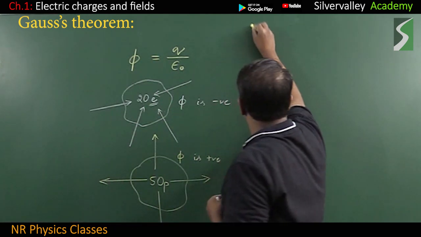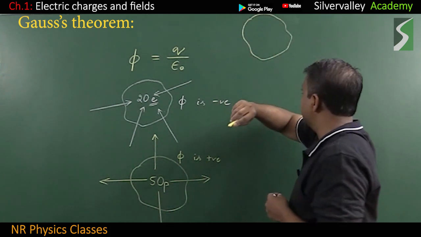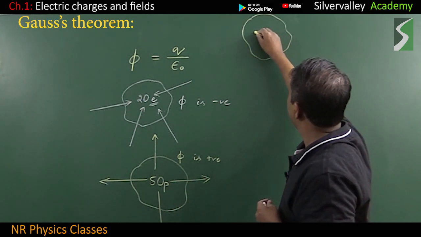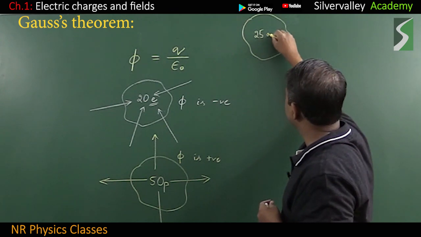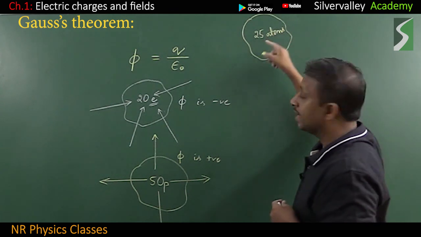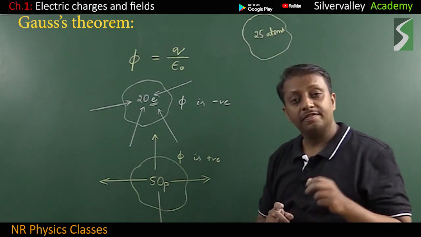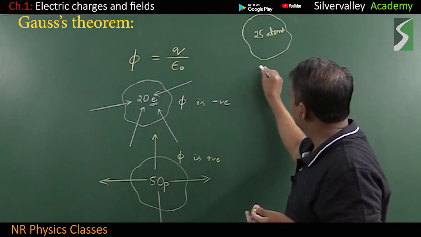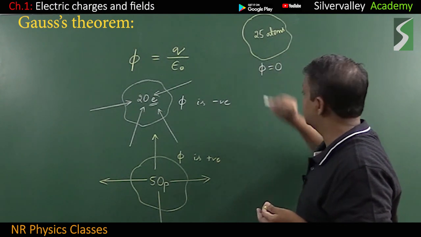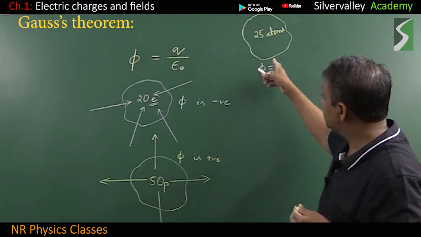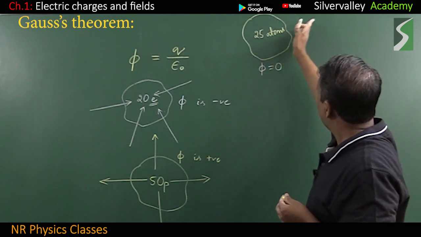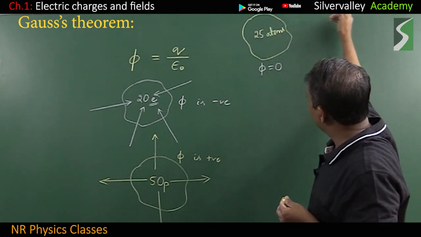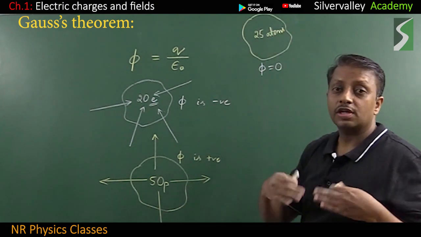If some closed surface has 25 atoms, atoms are electrically neutral. If atoms are electrically neutral, this charge is 0. Therefore, flux equals 0. Flux 0 means the number of outward field lines equals the number of inward field lines. Nothing but total flux is 0.